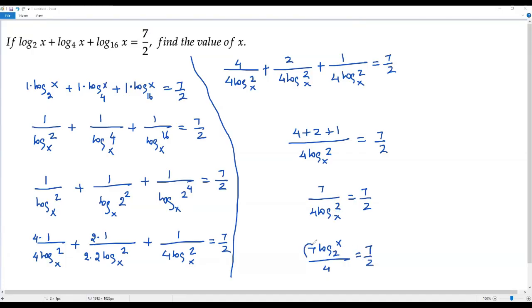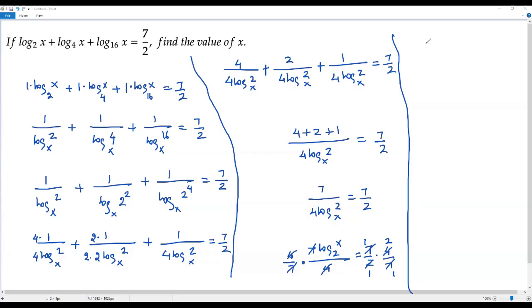Now, to get rid of the 7 in the numerator and 4 in the denominator, I'm going to multiply both sides of this equation by the reciprocal of this fraction, that is 4 over 7. Let me multiply both sides by 4 over 7. So here this 7 will cancel out, and 4 will cancel out. 2 goes into 2 one time, and 2 goes into 4 two times. 7 goes into 7 one time, and here 7 goes into 7 one time. Okay, let me continue over here.